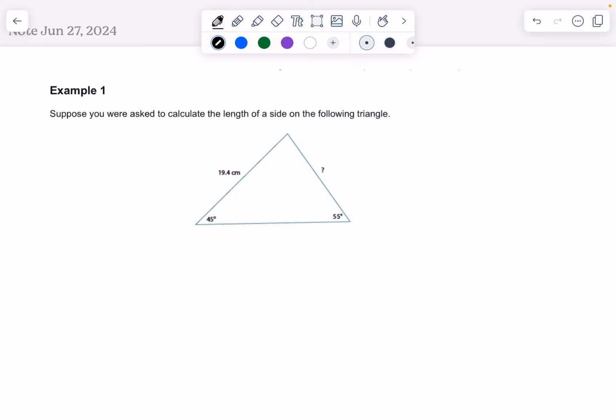The rule of thumb is that you want to use sine law whenever you possibly can, because it's a lot easier and the steps are a lot more straightforward. But if you need to, you can also use cosine law, of course. So you've got two different things to pull from here. We're going to start with sine law and then breeze into cosine law.